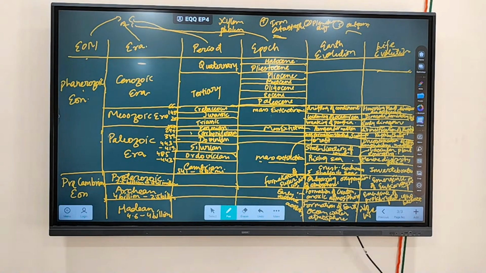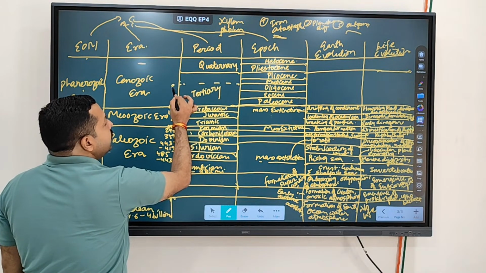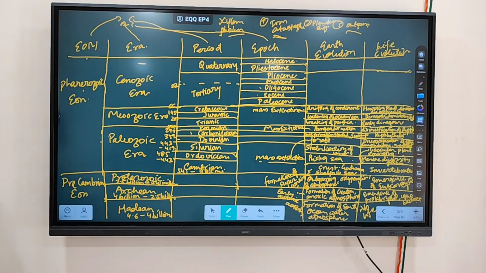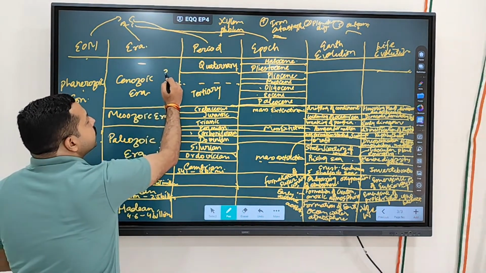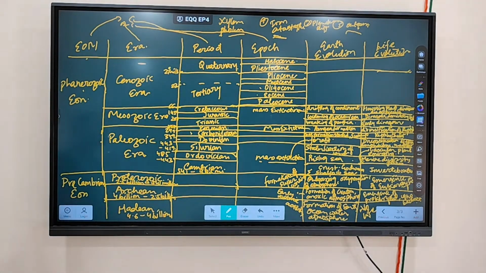Now from 66 to 23 million years ago, this involves the Paleocene, Eocene and Oligocene periods. And from 23 up to 2 or 2.5 million years ago, you can see the Miocene and Pliocene periods. Clear? Fine.